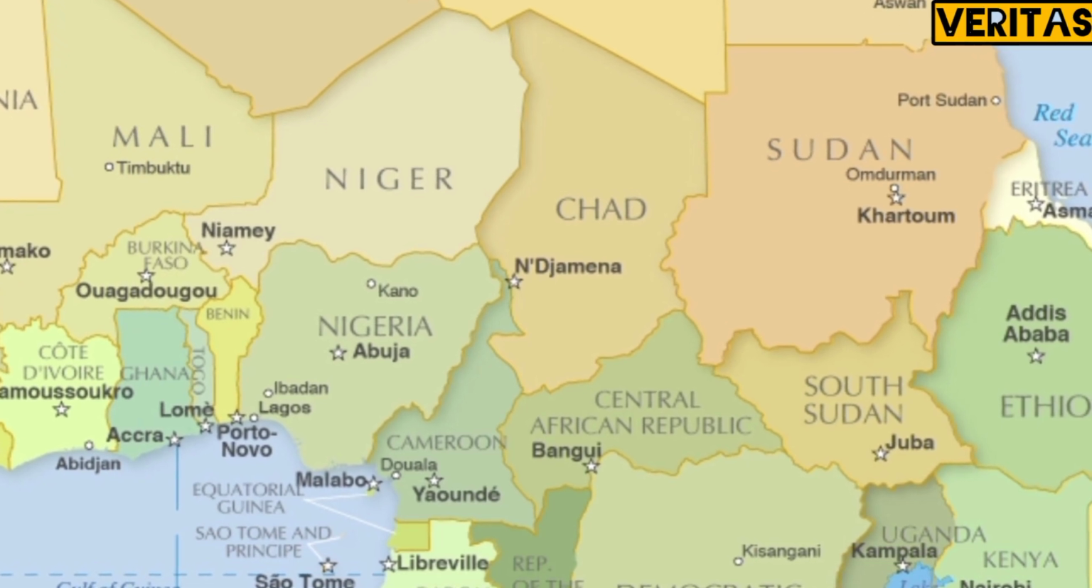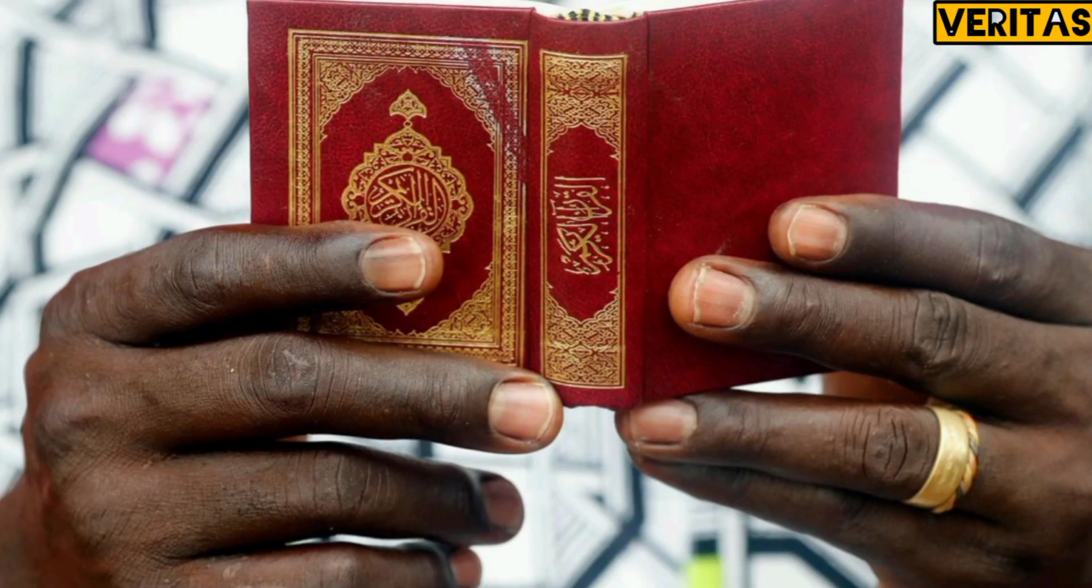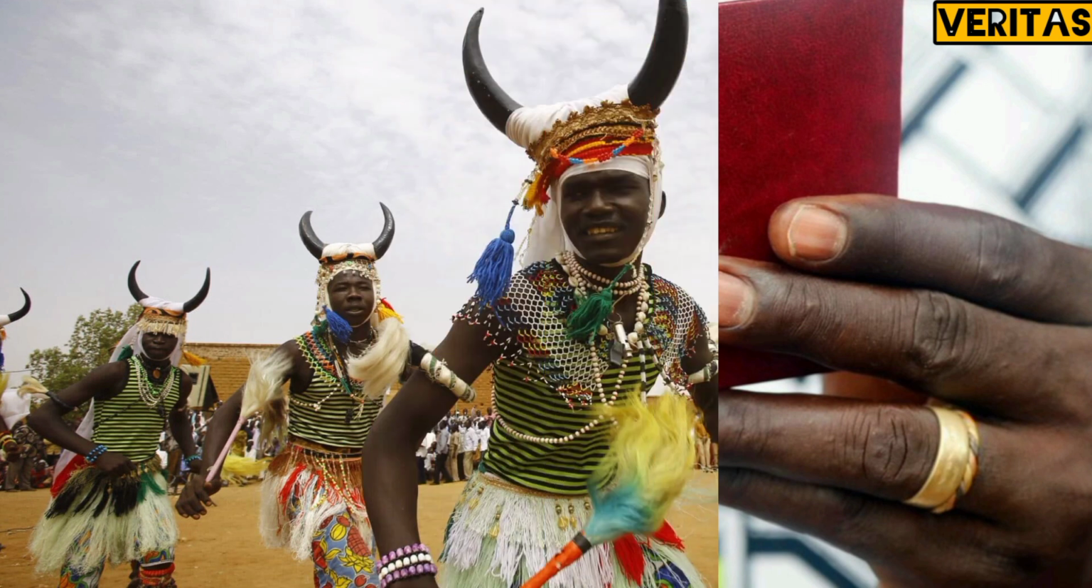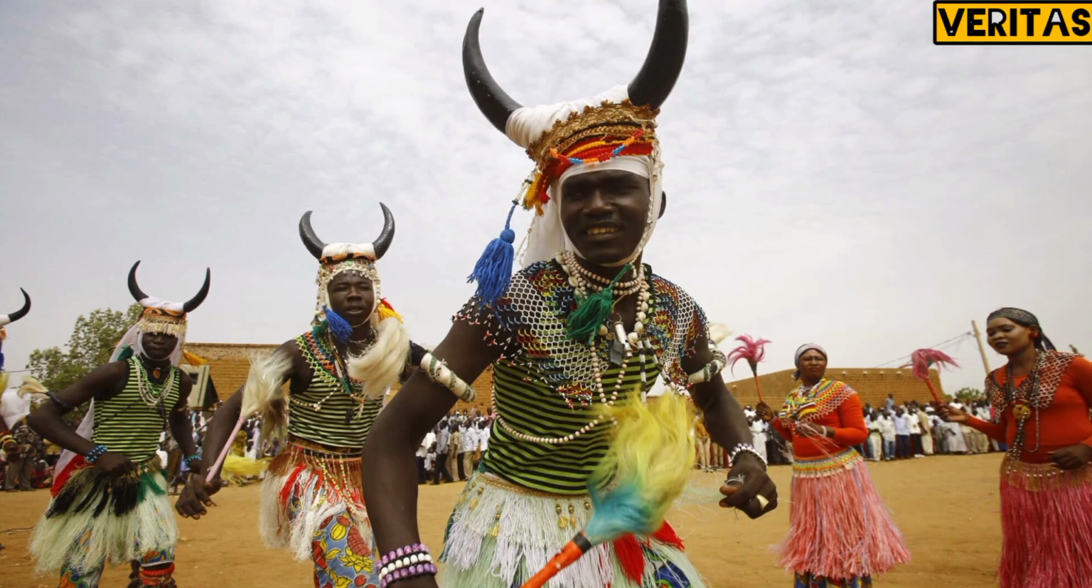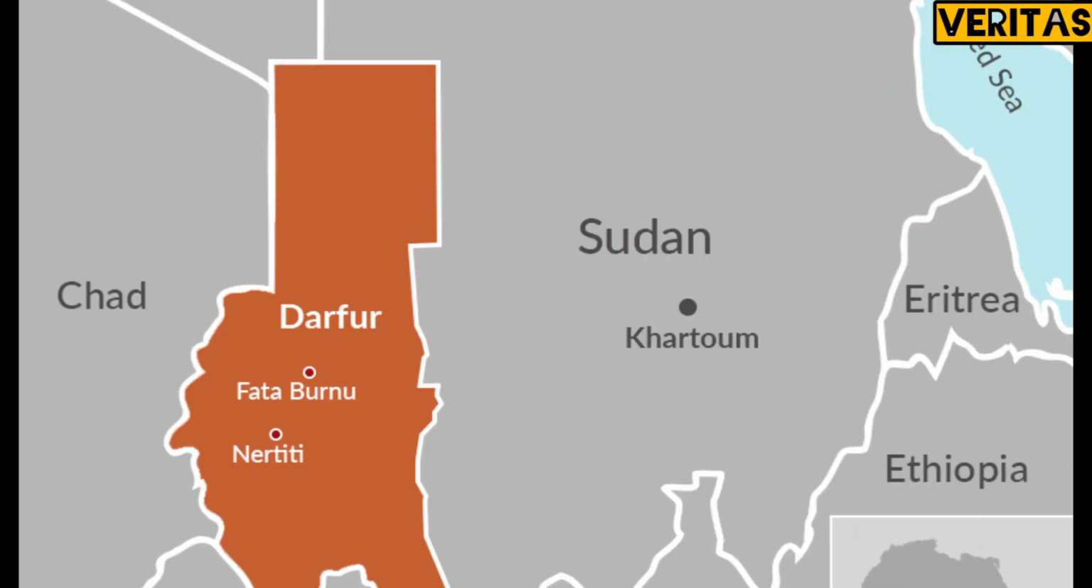The country's name is derived from the Arabic Bilad al-Sudan, which means land of the blacks. Estimated population is 39 million, of which 52% are black and 39% are Arab. The government has attempted to introduce Sharia law since 1983. 70% of the population is Muslim, while traditionalists and Christians who largely occupy the south account for 30%.